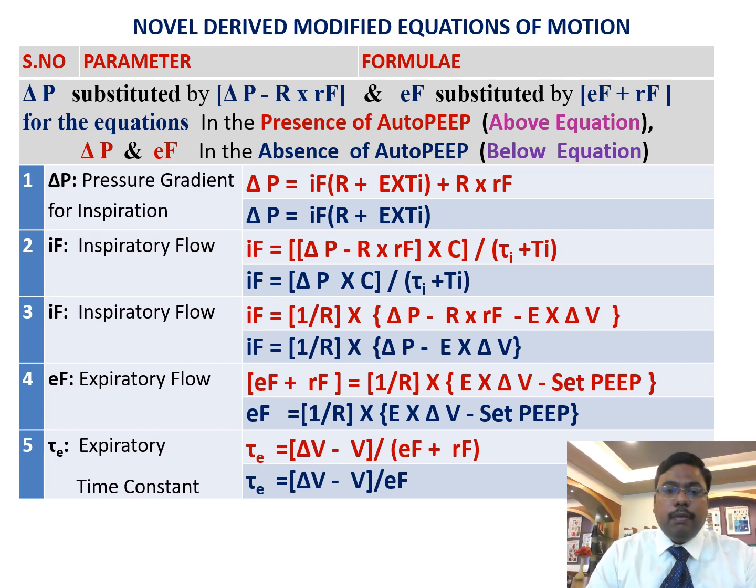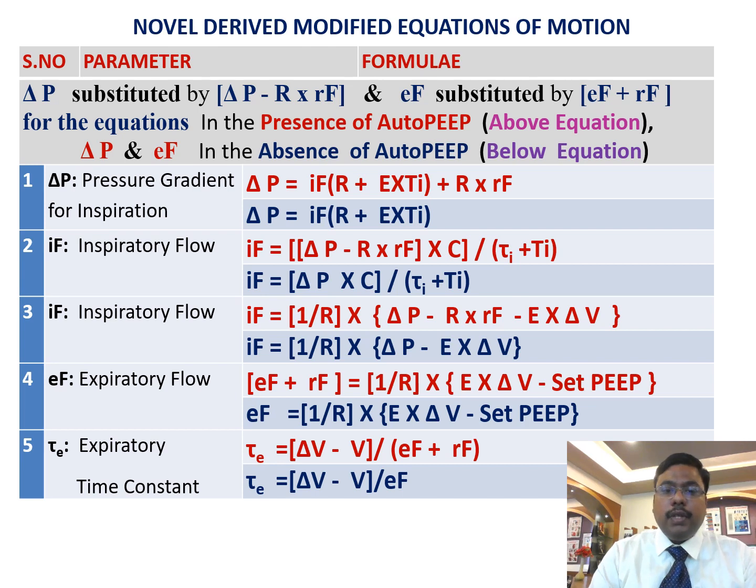We can remember the 5 equations, for which I have given 2 forms, one in the presence of auto PEEP and another in the absence of auto PEEP. We can remember only one form, in the absence of auto PEEP. For the presence of auto PEEP, you have to substitute delta P by delta P minus resistance times residual flow. Similarly, the expiratory flow should be substituted by expiratory flow plus residual flow. It is simple to remember only one form; for the other form you just have to substitute.